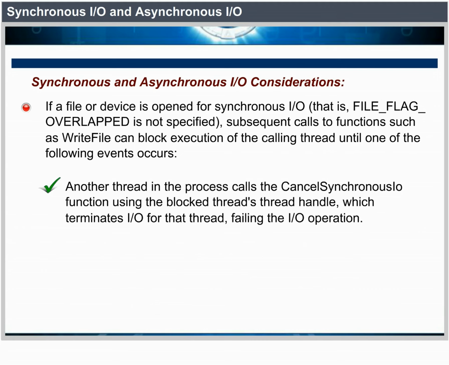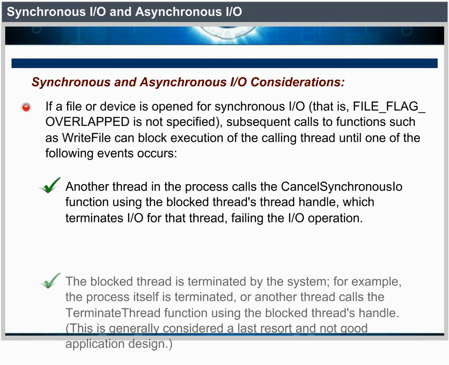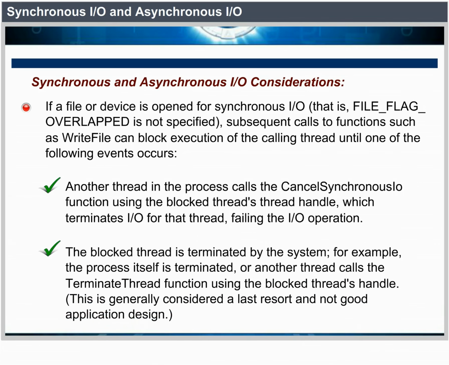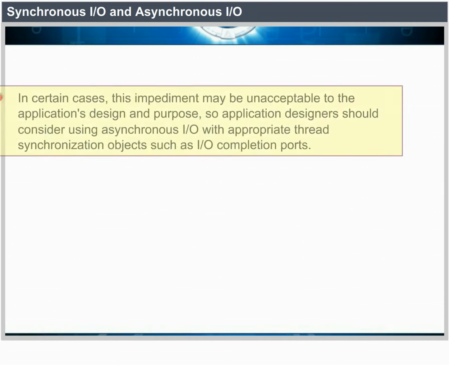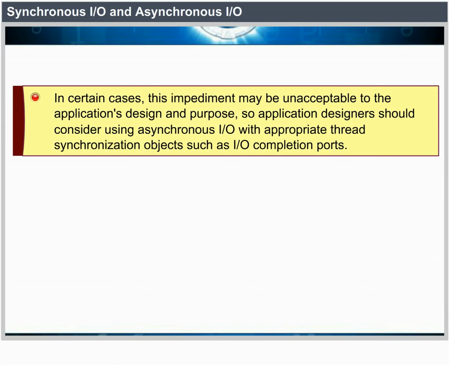The blocked thread is terminated by the system, for example, the process itself is terminated, or another thread calls the terminate thread function using the blocked thread's handle. This is generally considered a last resort and not good application design. In some cases, this delay may be unacceptable to the application's design and purpose, so application designers should consider using asynchronous input-output with appropriate thread synchronization objects such as input-output completion ports.